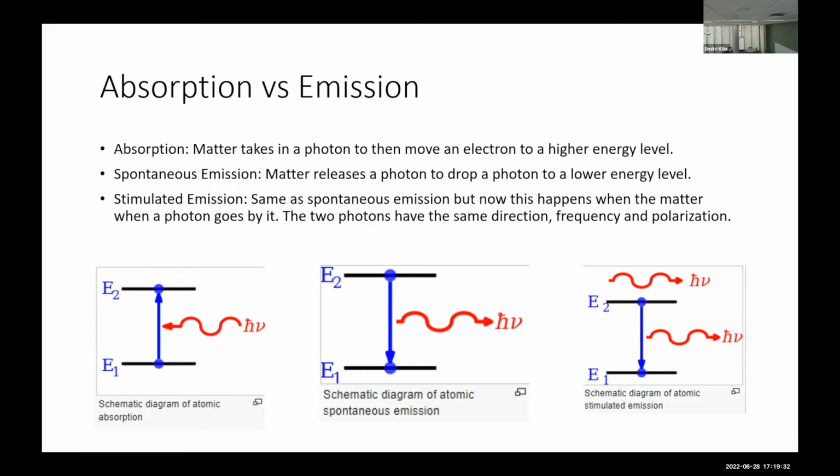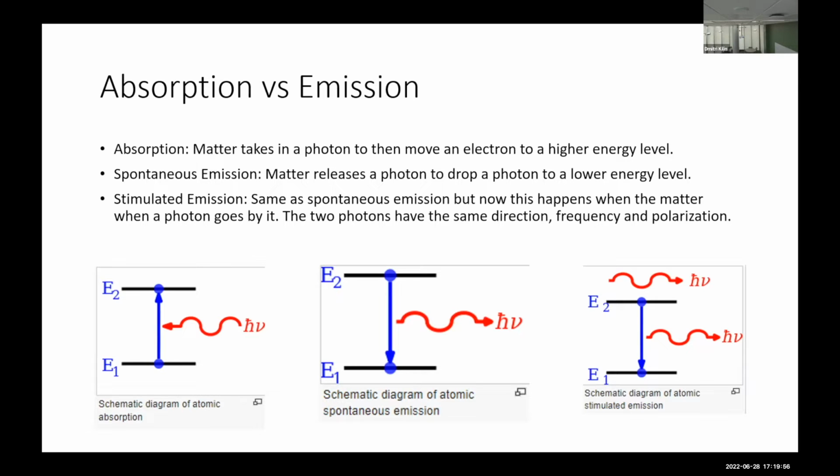Absorption is when matter takes in a photon and an electron is moved from its initial state to a higher energy level. Spontaneous emission is when matter releases a photon, and an electron drops from a higher energy level to a lower energy level.